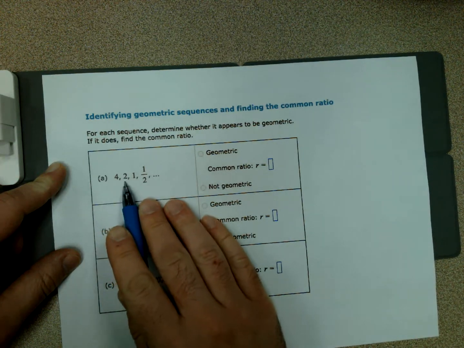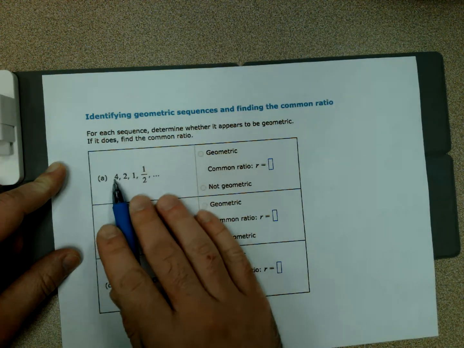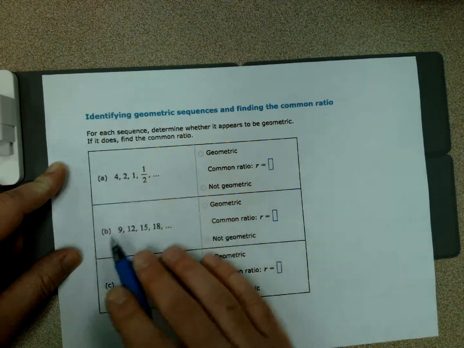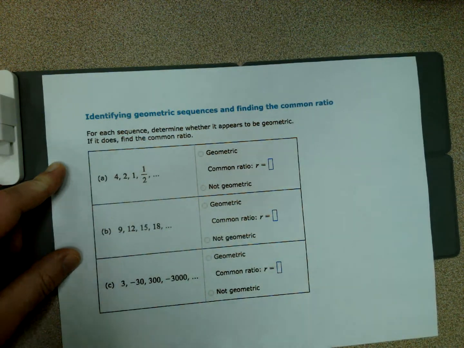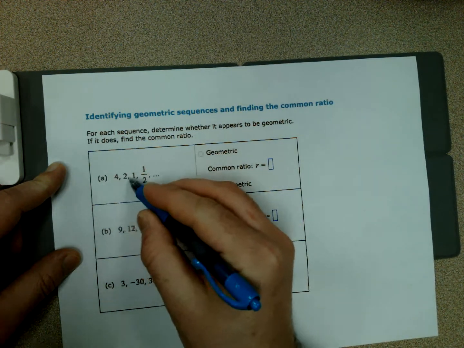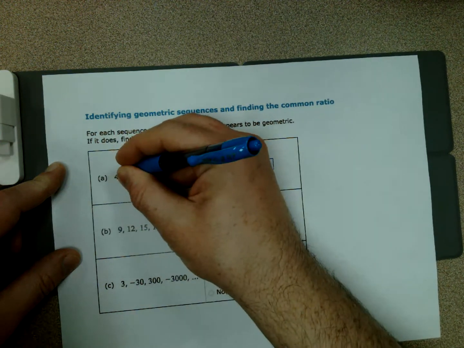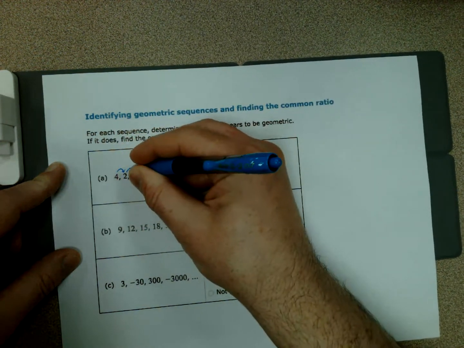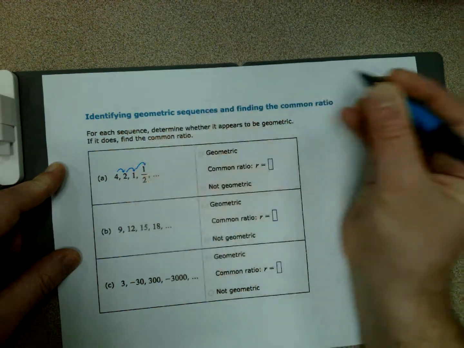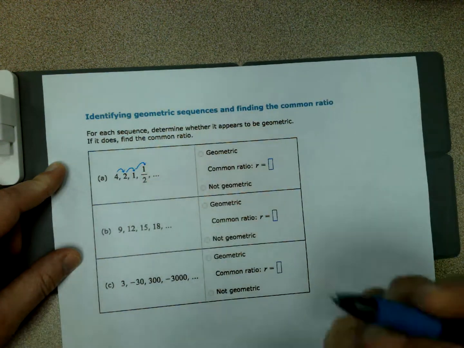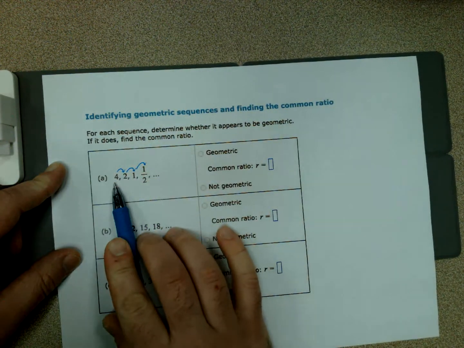So these are going down, right? So the absolute values are going down: 4, 2, 1, 1/2. So we're going to attempt to find what our common ratio is. There's going to be something that takes us from 4 to 2, something from 2 to 1, and something from 1 to 1/2. And to find that, you just take the second number divided by the first for each of these sets.